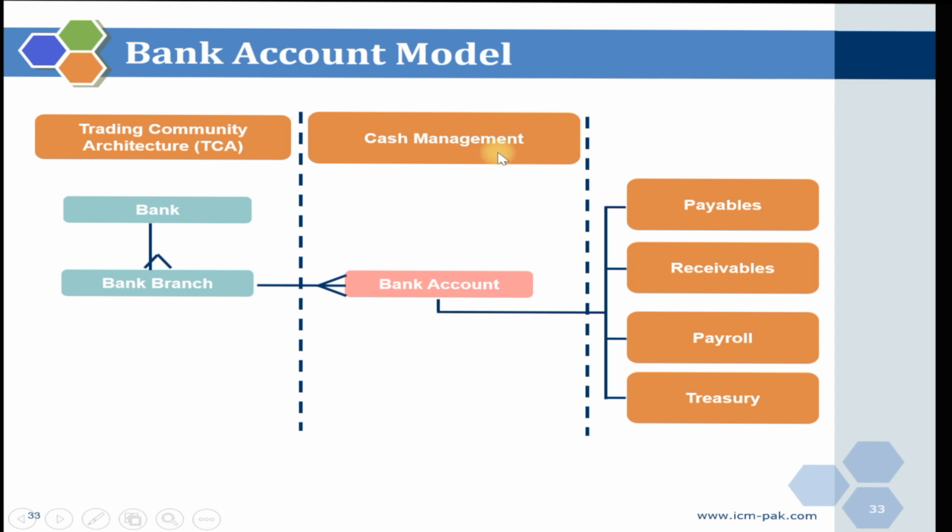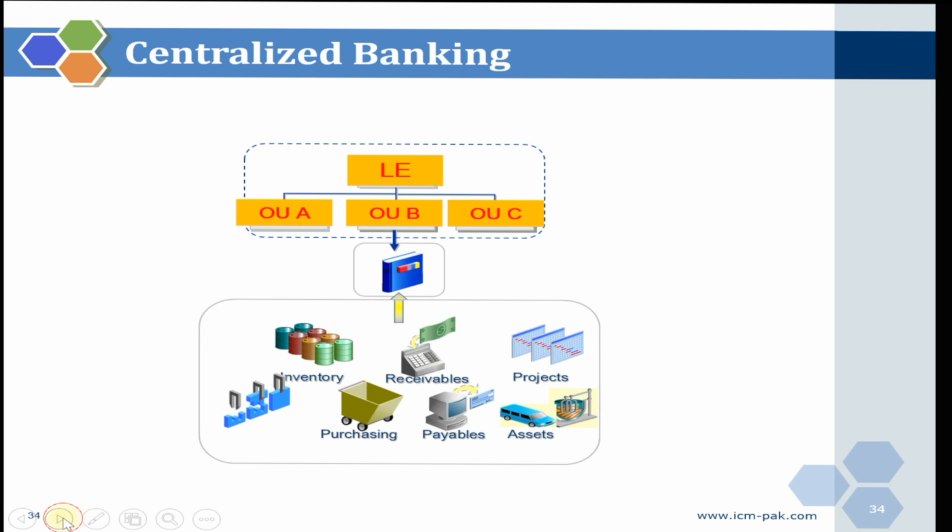So normally in Oracle, this is the bank account model. In Oracle 12.2, there is a trading community architecture. In the trading community architecture, first of all, you will define the banks and you will define the branches. These are the standards which will be available in other modules as well. And then from that you will define the bank accounts, and those bank accounts will be available in payables, receivables, payroll and treasury management modules. So this is how your bank model will work.